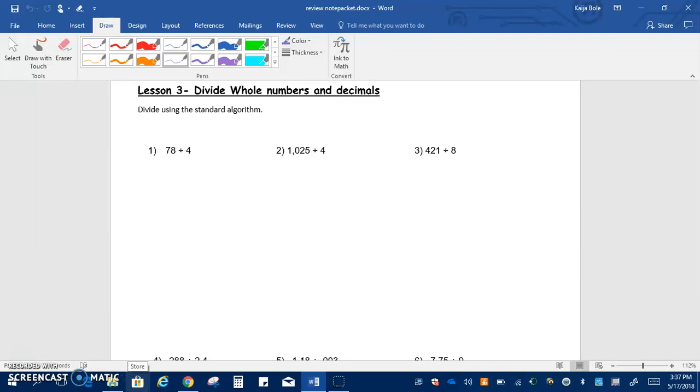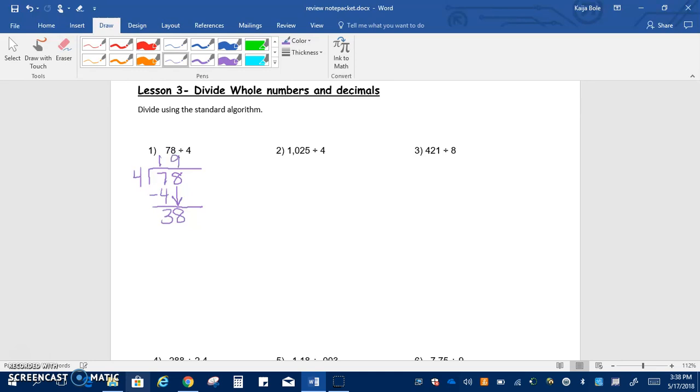Alrighty, so here we are on lesson 3, divide whole numbers and decimals. So we're going to be using our standard algorithm. So we have 78 divided by 4, so when I put my bar up here, 78 goes on the inside and 4 goes on the outside. So how many groups of 4 go into 7? That is 1, so 1 goes up top, we subtract the 4, and we're left with 3, and we bring down the 8. And how many groups of 4 go into 38?